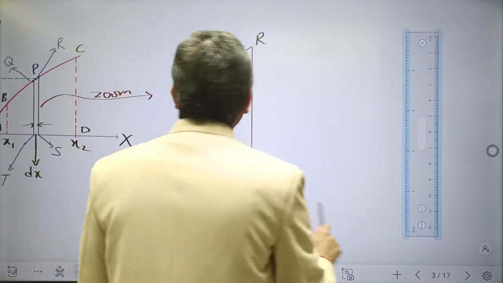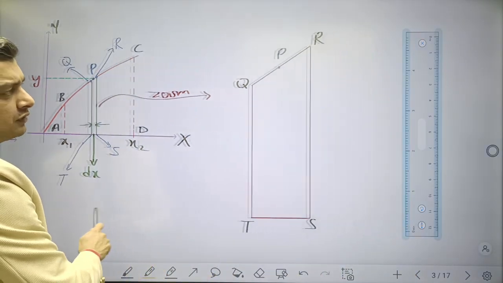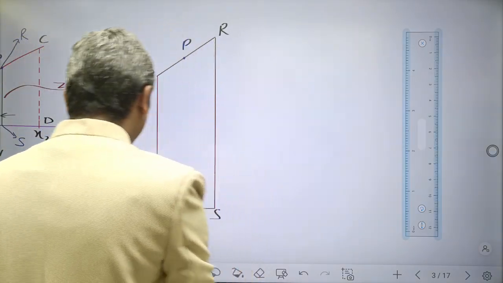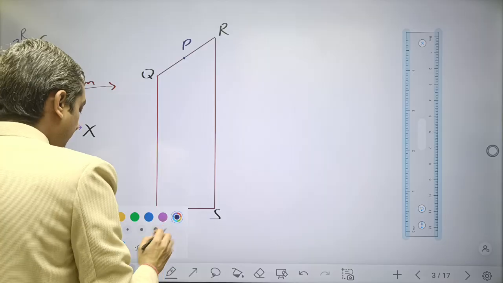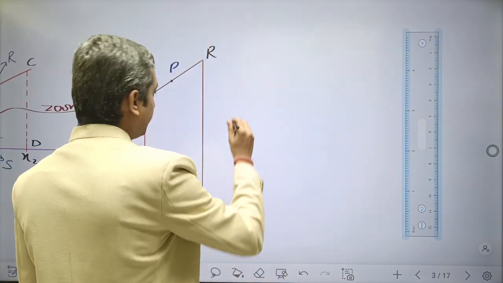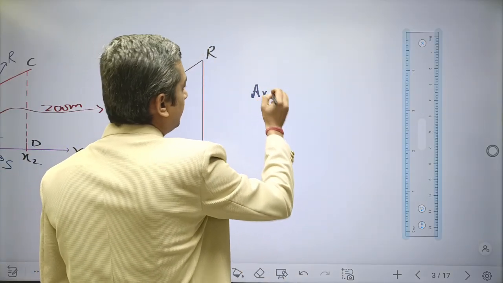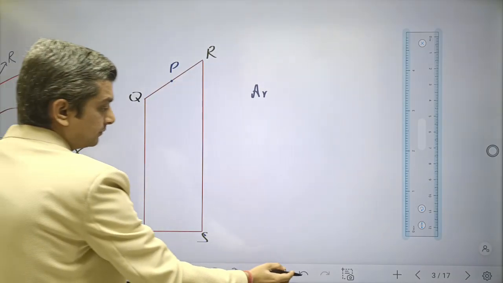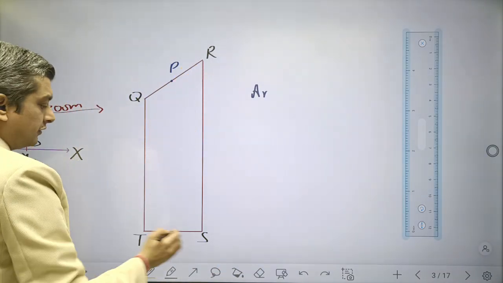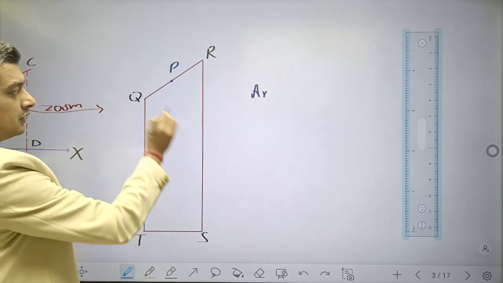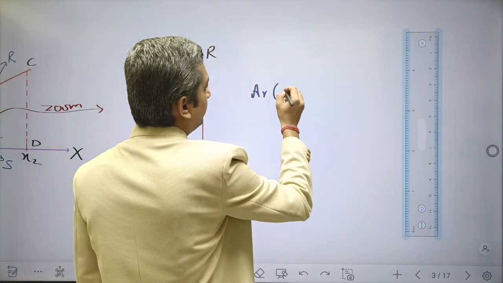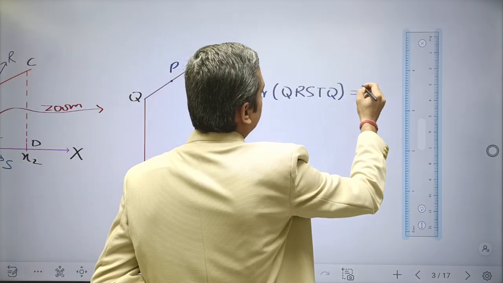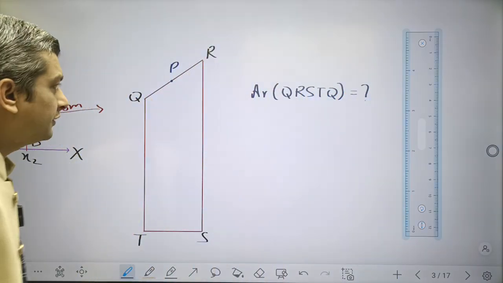So observe carefully. Now forget this figure. First of all, we have to focus on the elementary strip. So we have to find the area of the elementary strip. So I write area QRSTQ, this area will be the area of the elementary strip, that is QRSTQ. This we need to find, isn't it?